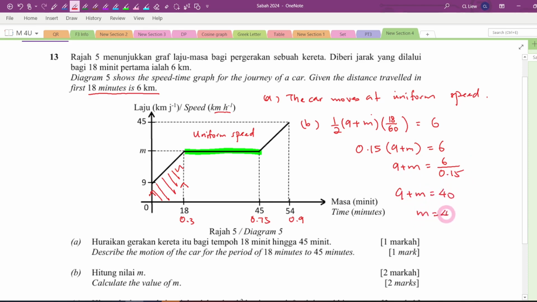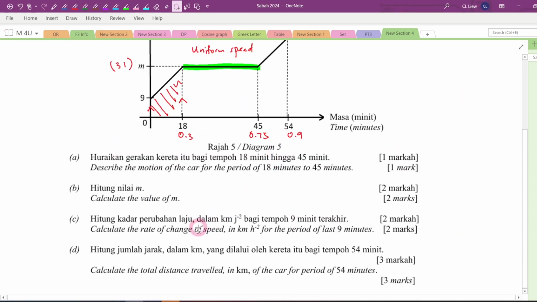M is equal to 40 minus 9, and m is equal to 31. Once we got the answer, I would suggest you label it on the diagram given, so it is easier for you to solve the question for the next part. Let's look at part C.